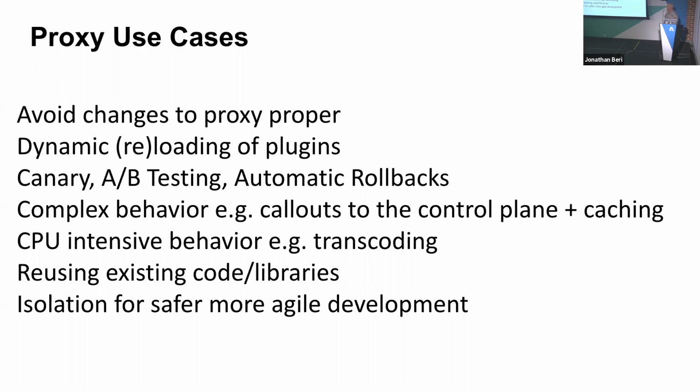So what do we use it for in proxies? Well, of course, to avoid actually changing the proxy directly, but also we can use it for canarying, for doing A/B tests, for doing automatic rollbacks. We can inject complex behavior, where we can have caching in there. We can make calls out to the control plane and then cache that and use it for subsequent requests. We can use it for CPU intensive activities like transcoding, constructing pages out of templates, things like that.